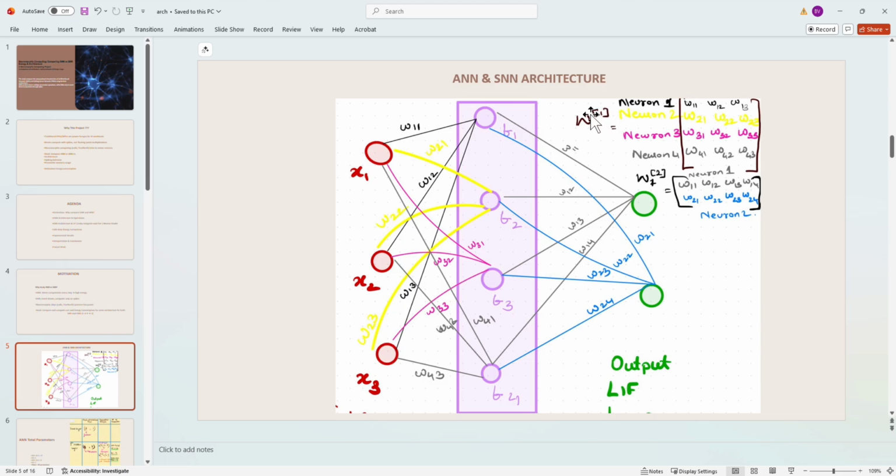W11, this section right here, is the weight matrix for the hidden layer, which is the purple layer. And W12 is the weight matrix for the output layer, these 2 neurons. As you can see, these 3 weights are for neuron 1, and similarly neuron 2, neuron 3, and neuron 4. And similarly, we do it for the output layer. Each of these weights are connected with each other, but that's the ANN neural network architecture, and similarly, it's the same for SNN.